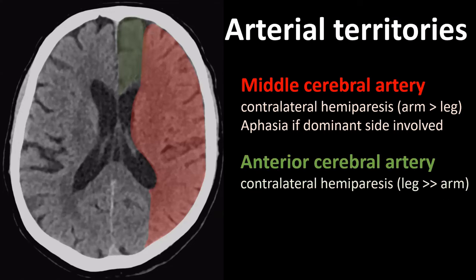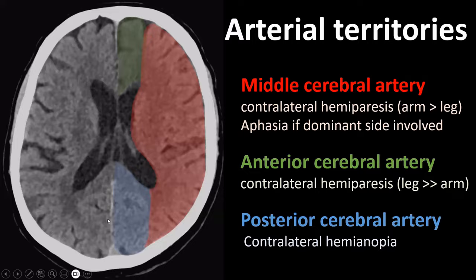If the anterior cerebral artery territory is located anteriorly along the medial surface of the cerebral hemisphere, a stroke in that territory can lead to a contralateral hemiparesis with the leg more involved than the arm. Lastly, the posterior cerebral artery territory is located at the back and the medial surface of the cerebral hemisphere. This contains the primary visual cortex, so patients having a stroke in that area will present with contralateral hemianopia.